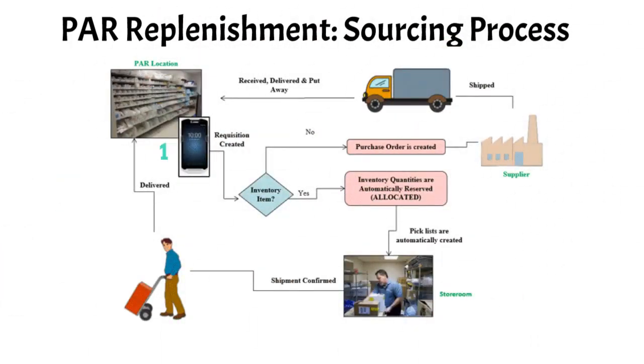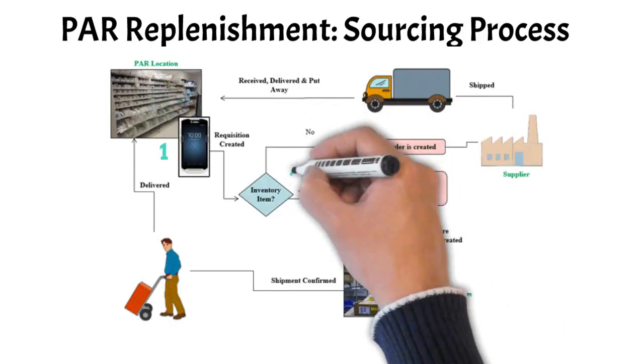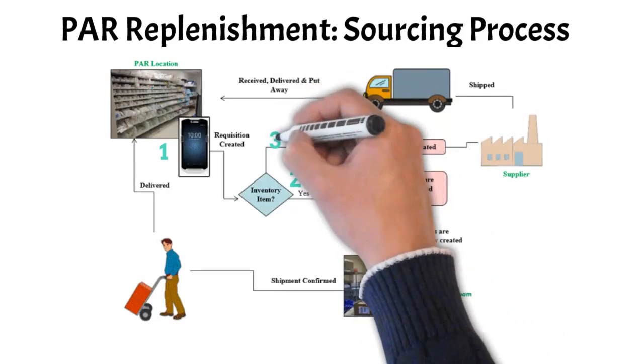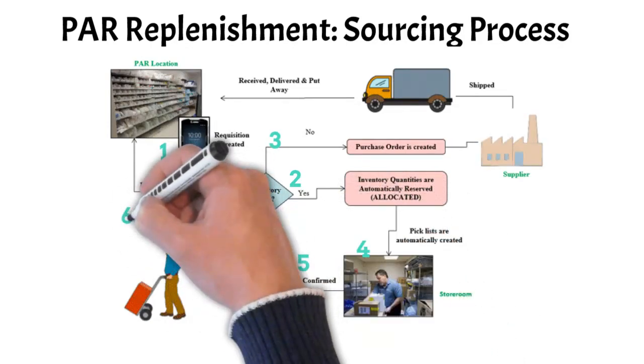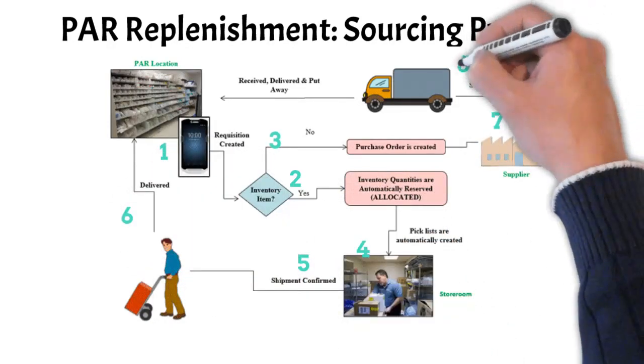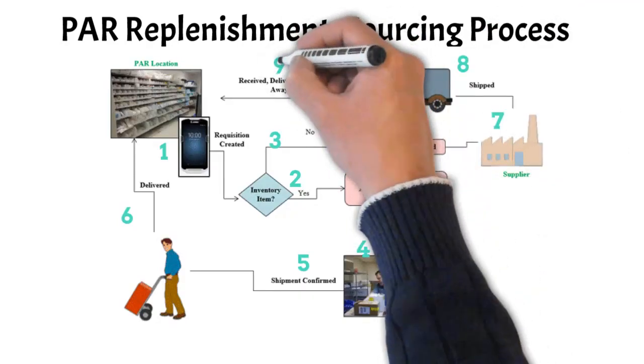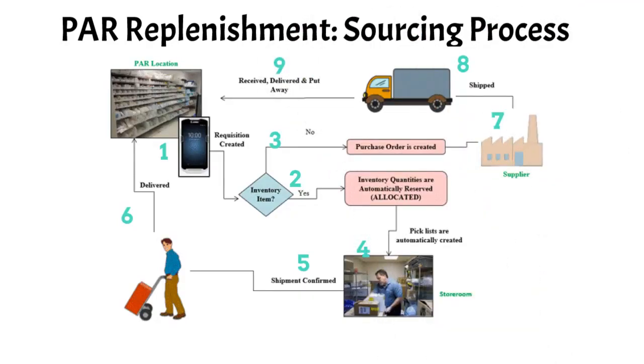Once the electronic requisition has been entered, either using a handheld device or a desktop computer, the inventory software will determine the replenishment source for each item and will send storeroom items to the inventory picking module, as shown near the number 2. And supplier sourced items will be sent to the purchasing module, as shown near the number 3.